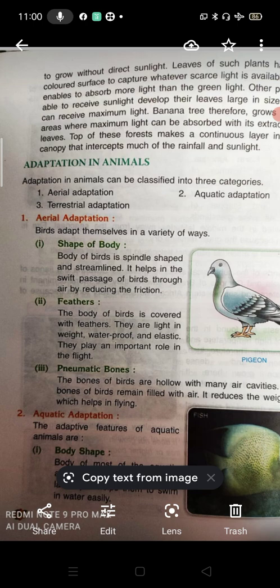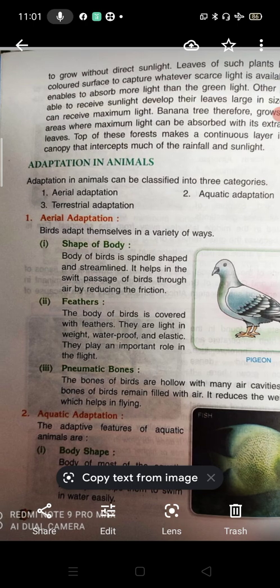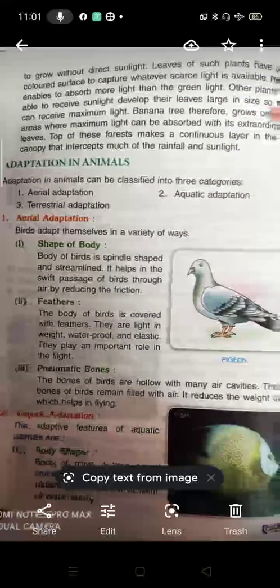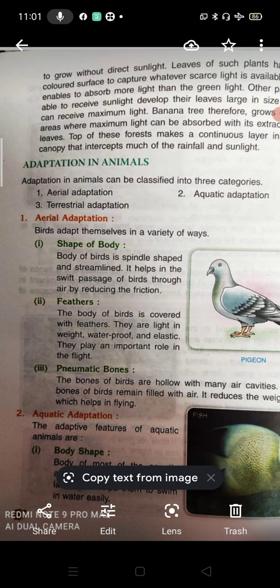Feathers. The body of bird is covered with feathers. They are light in weight, waterproof and elastic. They play an important role in the flight. So, they help the bird to fly and they can easily move upwards, downwards, or if they have to halt at some place, they can do that easily because of the help of these feathers.